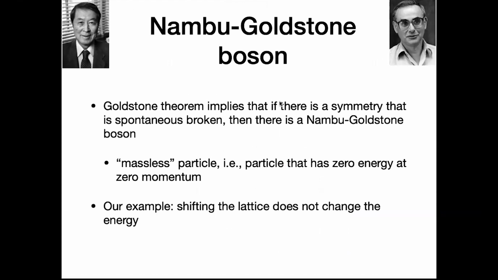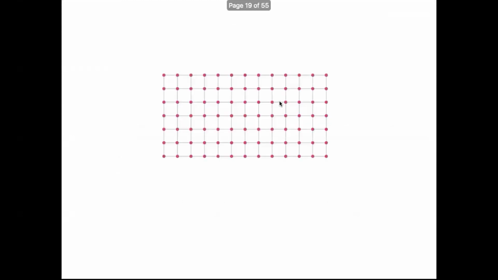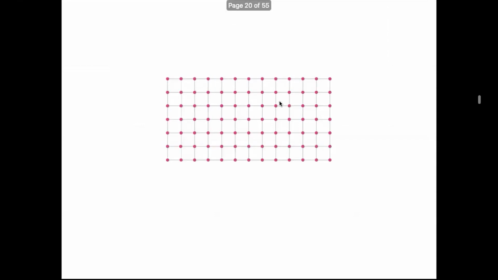Such a particle must be a massless particle. That is a particle whose energy goes to zero as its momentum goes to zero. So in our example, the origin of this Nambu-Goldstone boson can be seen in a very simple way. There is a way to disturb the lattice without changing its energy. We just shift all the atoms by the same amount.